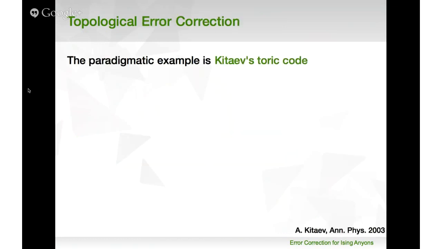So, okay, as I said, the paradigmatic example of anyons, these are going to be abelian anyons, is the toric code. So let's view the toric code.